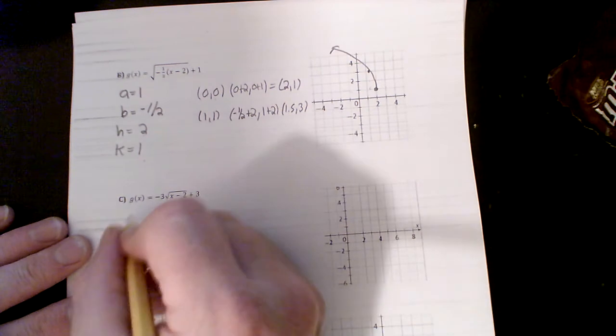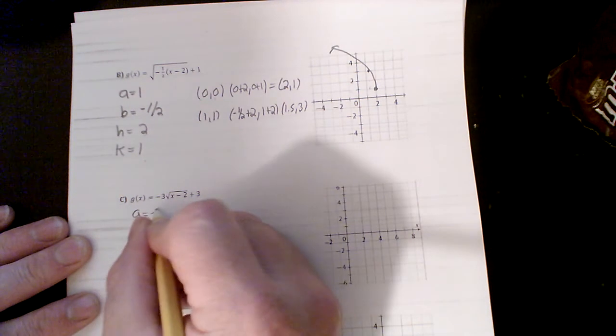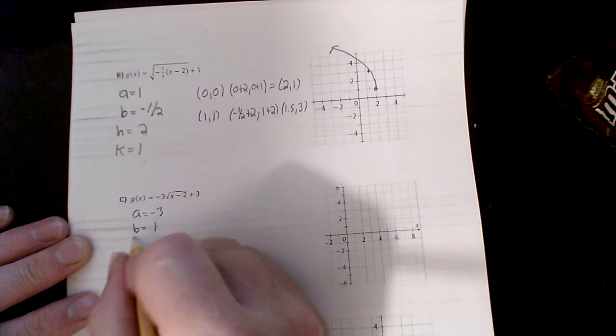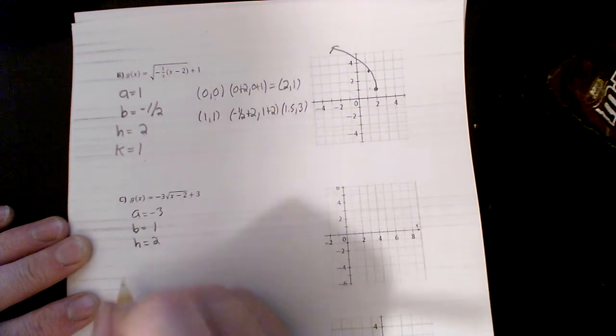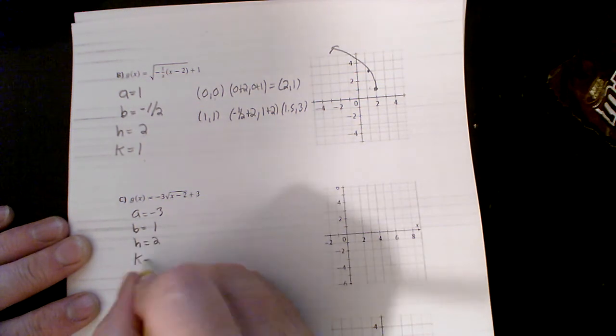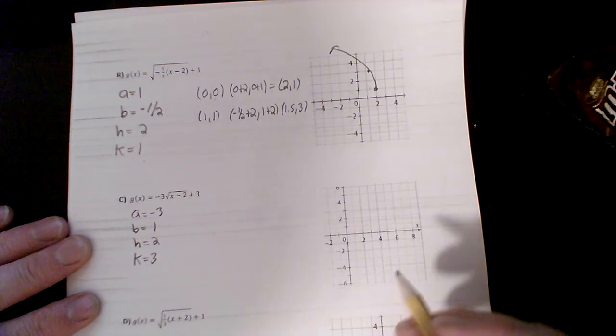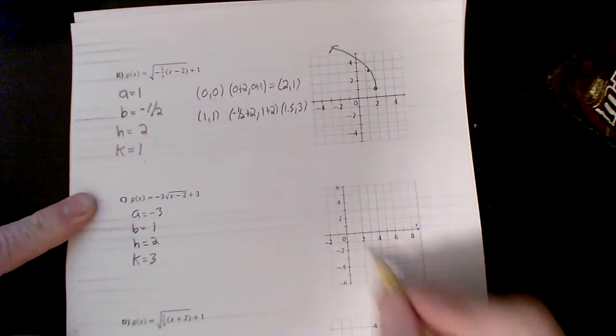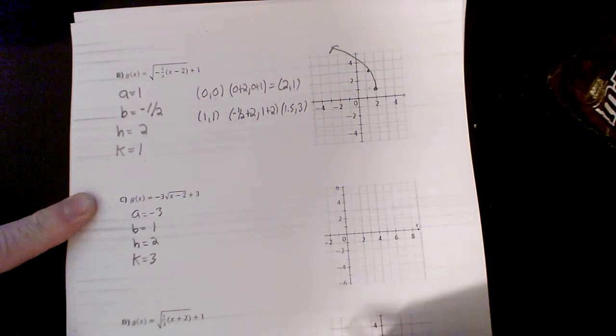All right, let's do the next one. a equals -3. b in this case is 1 because I don't see it. h is 2. k equals 3. So we can see something being stretched vertically, and it's got reflection over the x, right? So it should be looking down like this. Let's see if that's what happened.